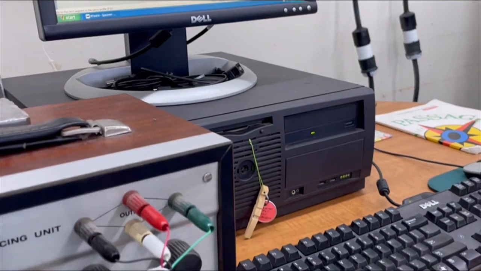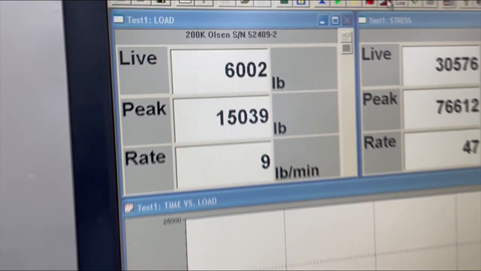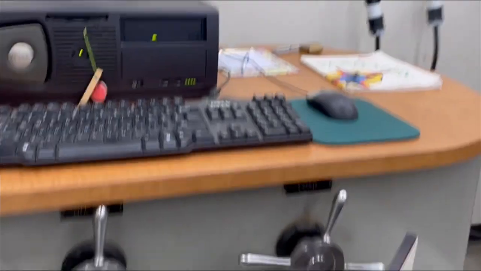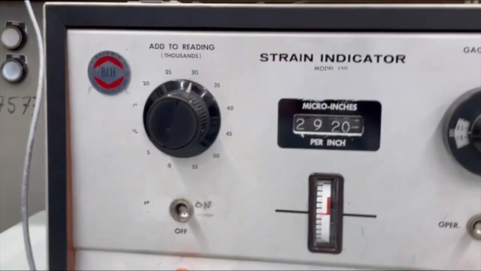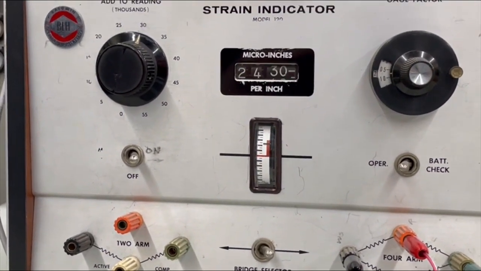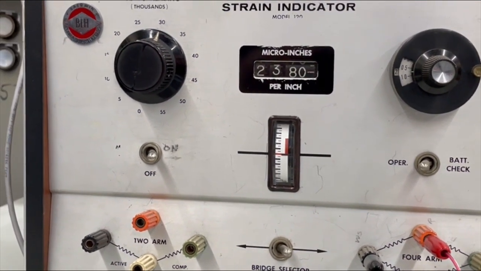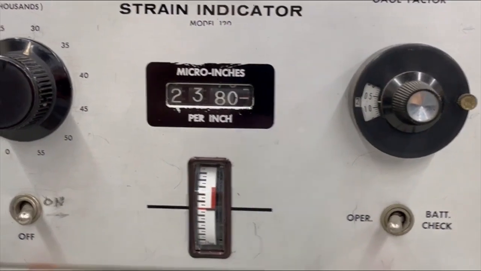Are we still at 6,000? Yeah, still at 6,000. So a channel 2 reading. To do my job, you have to be kind of a jack of all trades, doing a bunch of different things at once. 2380, so 2380.